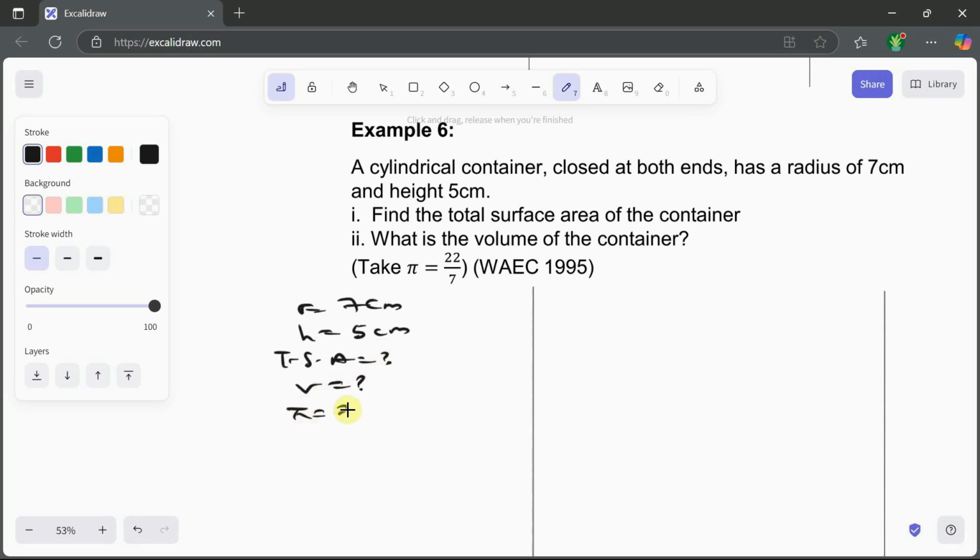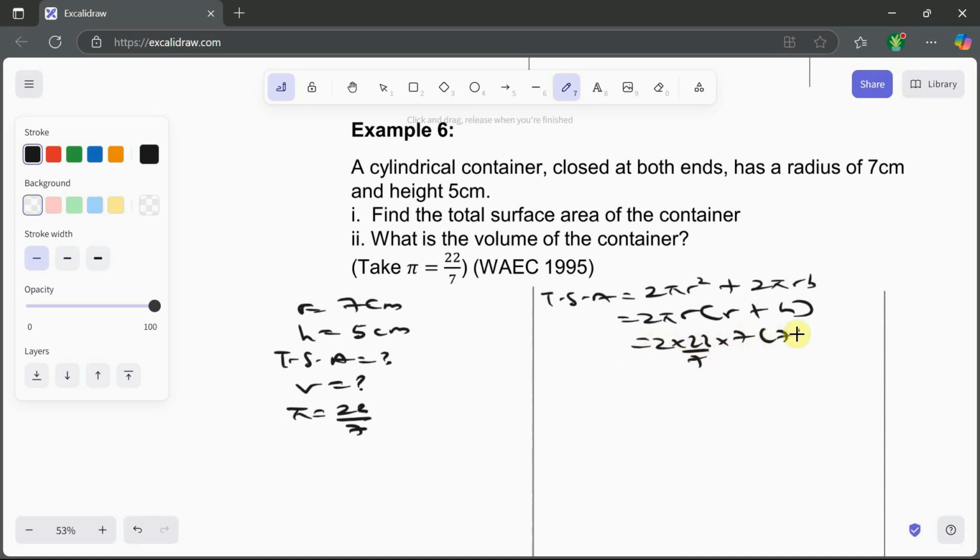If pi is 22/7. So the total surface area of a cylinder closed at both ends, we have the top and the bottom, so that will be 2 pi r squared, plus we have the curved surface area, which will be 2 pi r h. And if I factor out 2 pi r from this, it will be r plus h. So this will be 2 times 22/7 times r is 7, then 7 plus 5. So 7 cancels 7. 2 times 22, that is 44, times 7 plus 5, that's 12. So 44 times 12 would give you 528. So this is 528 centimeters squared.